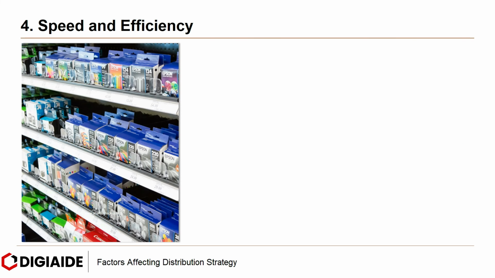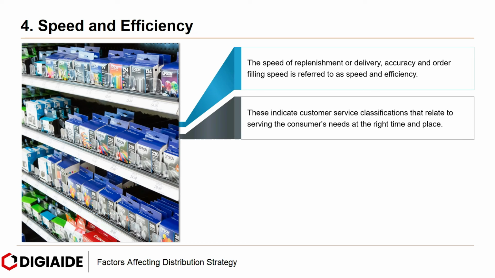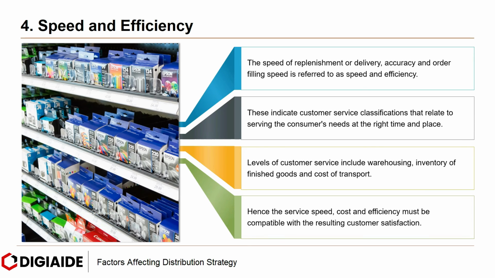Moving to the fourth, speed and efficiency. The speed of replenishment or delivery, accuracy, and order filling speed is referred to as speed and efficiency. These indicate customer service classification that relate to serving the customer's needs at the right time and place. Levels of customer service include warehousing, inventory of finished goods, and cost of transportation. Hence, the service speed, cost, and efficiency must be compatible with the resulting customer satisfaction.